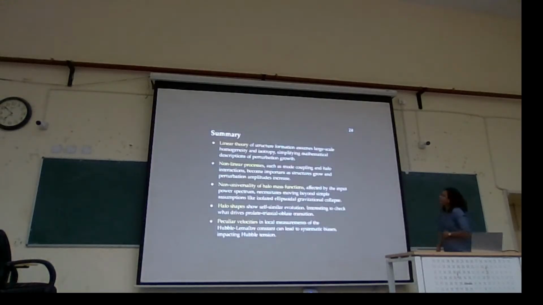That was the last slide. Just to summarize, the linear theory of structure formation is based on the homogeneity and isotropy of the universe, and it gives some simplified results. But for the full understanding of structure formation, you need nonlinear studies using simulations, in which we study large scale statistics like the halo mass function and peculiar velocities, which is nothing but the Hubble constant, and small scale physics like halo shapes. Yeah, so that's it.